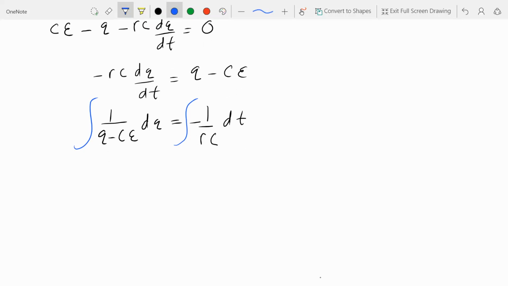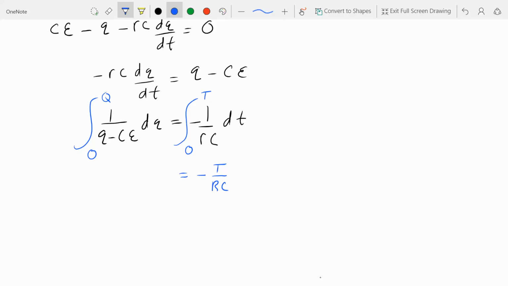Limits are important here, so we're going to integrate from when there's no charge to when there's some final charge, or Q of t. I'll use capital Q. You're going to go from some initial time of 0 to some final time I'll call capital T. Now on the right side, that's easy. The integral of dt is just t. You wind up with minus t over RC, where t is the time at which you want to know the charge. On the left, you may recognize that as a 1 over x relationship, and the integral of 1 over x is ln of x.